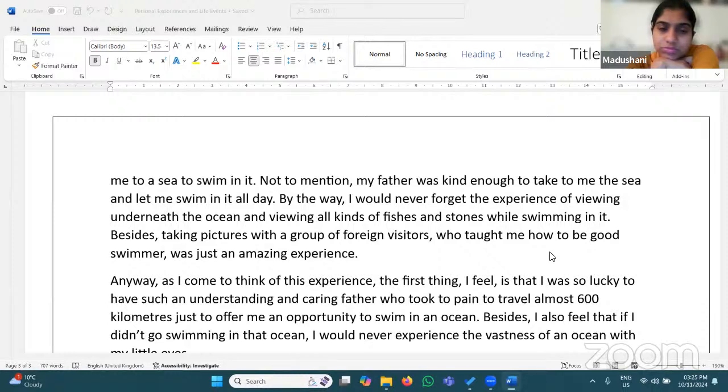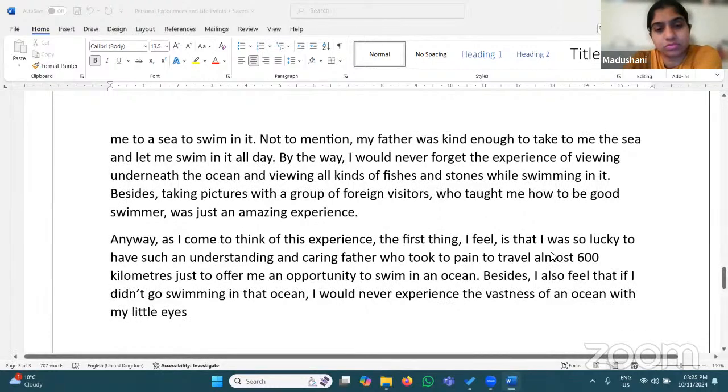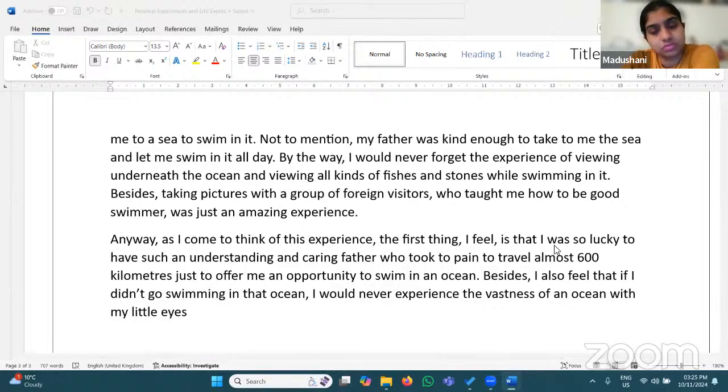Besides, taking pictures with a group of foreign visitors who taught me how to be a good swimmer was just an amazing experience. Anyway, as I come to think of this experience, the best thing I feel is that I was so lucky to have such an understanding and caring father who took the pain to travel almost 600 kilometers just to offer me an opportunity to swim in an ocean. Besides, I also feel that if I didn't go swimming in that ocean, I would never experience the vastness of the ocean with my little eyes.